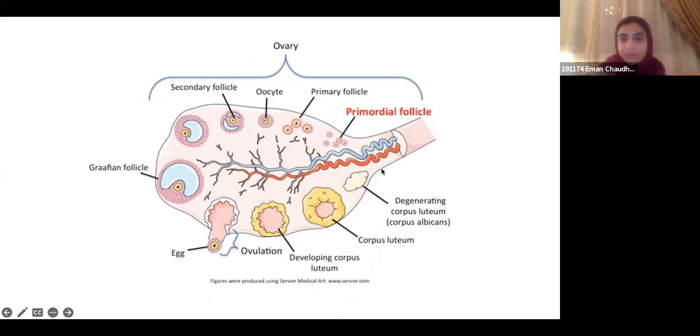So here's an ovary, as if you cut it in half down the middle. And what's happening is you have your primordial follicles here. We're going to talk about each of these in order, okay? So we're going to start with primordial. We're going to move on to primary, secondary, dominant Graafian follicle, and then ovulation, and then talk about what is happening post-ovulation over here, okay?